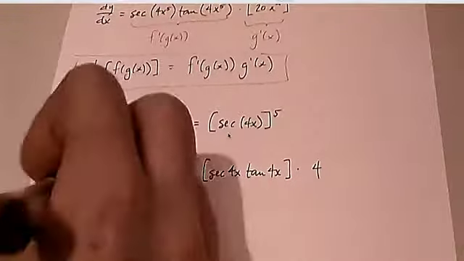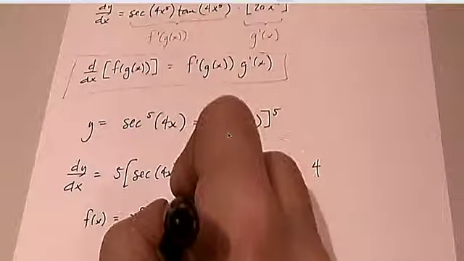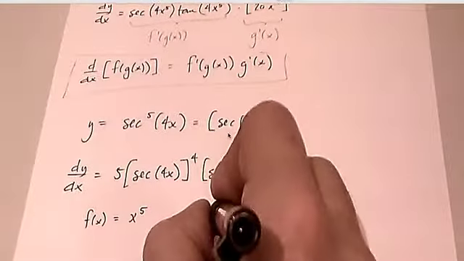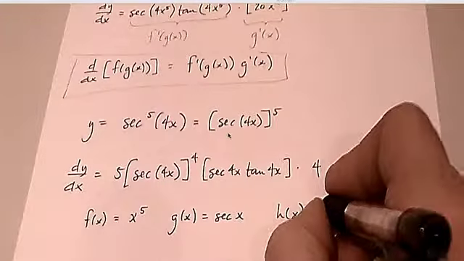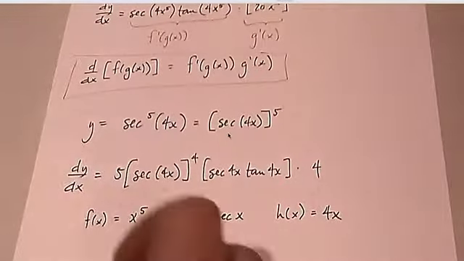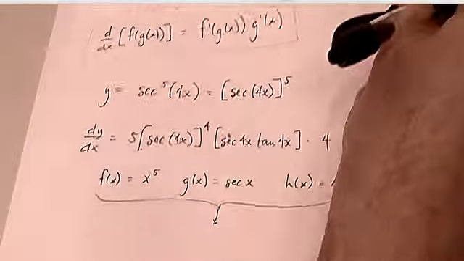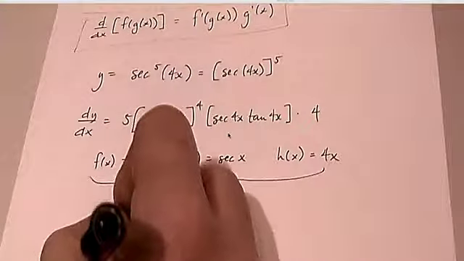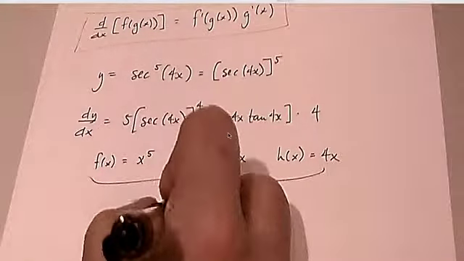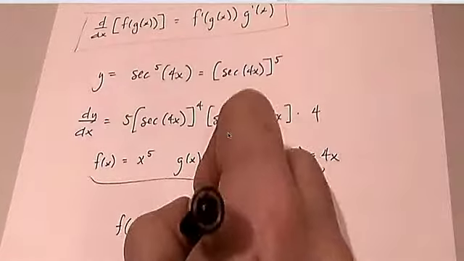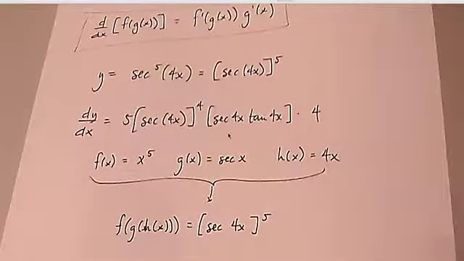And if we actually want to go ahead and identify them, we can identify the f as x to the fifth. We can identify the g, meaning the middle layer, as secant x. And we can identify h of x as the 4x, okay? And if I actually want to bring all these together, let me sort of try and move this. Only so much room on my desk. f of g of h of x winds up being secant of 4x to the 5th, which is of course what I have up there.